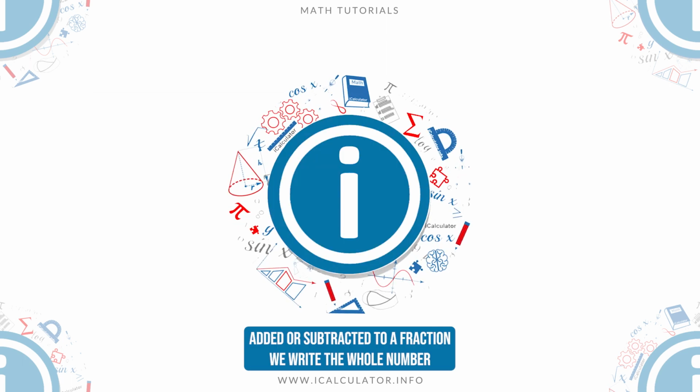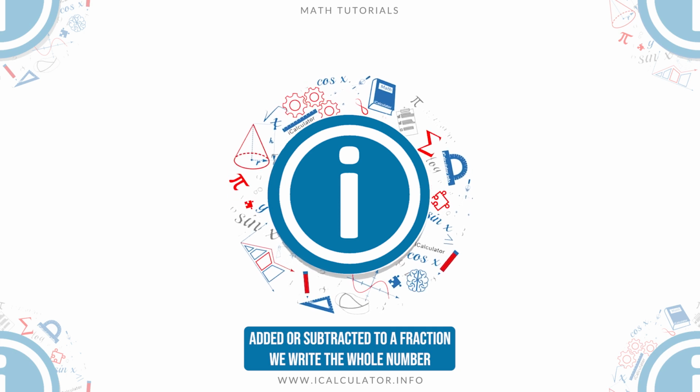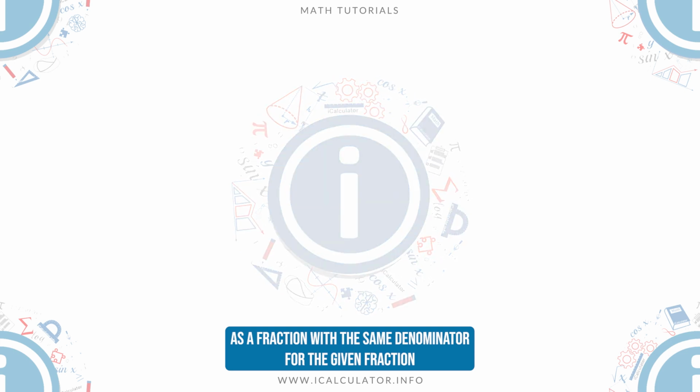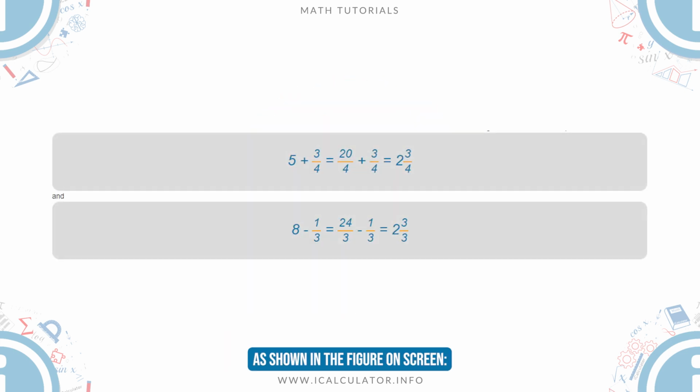When a whole number is added or subtracted to a fraction, we write the whole number as a fraction with the same denominator for the given fraction, as shown in the figure on screen.